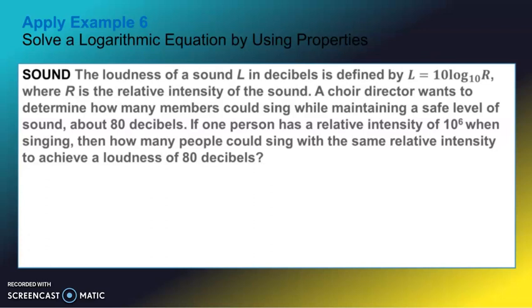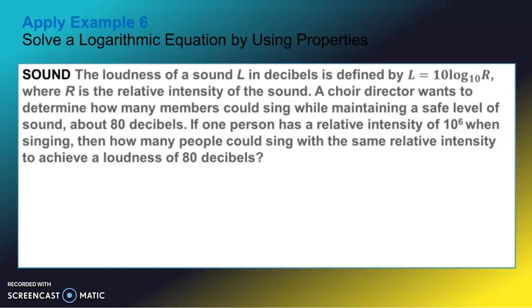In our lesson with logarithmic equations, here I'm going to go through another way of solving these logarithmic equations with a word problem. So it says the loudness of a sound L in decibels is defined by L equaling 10 times log base 10 of R, where R is the relative intensity of the sound.